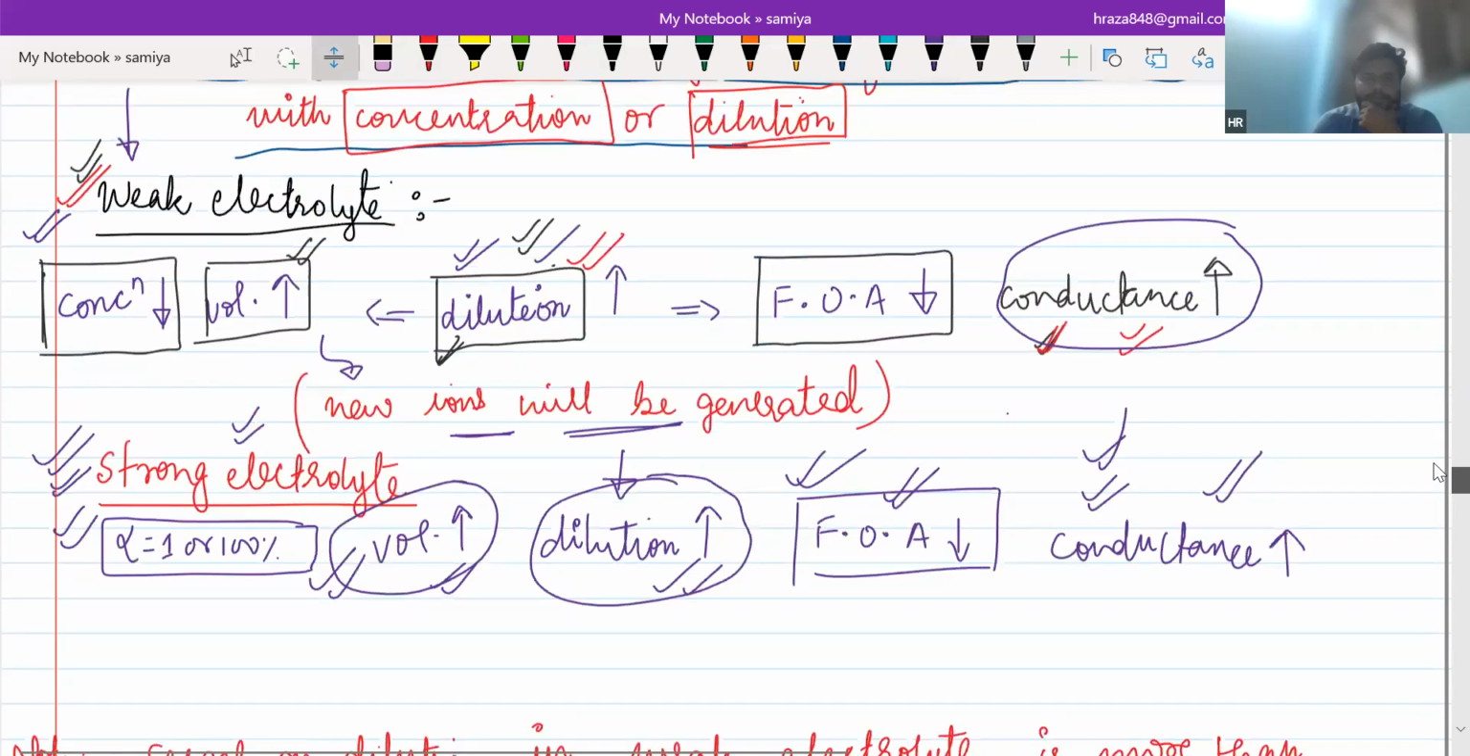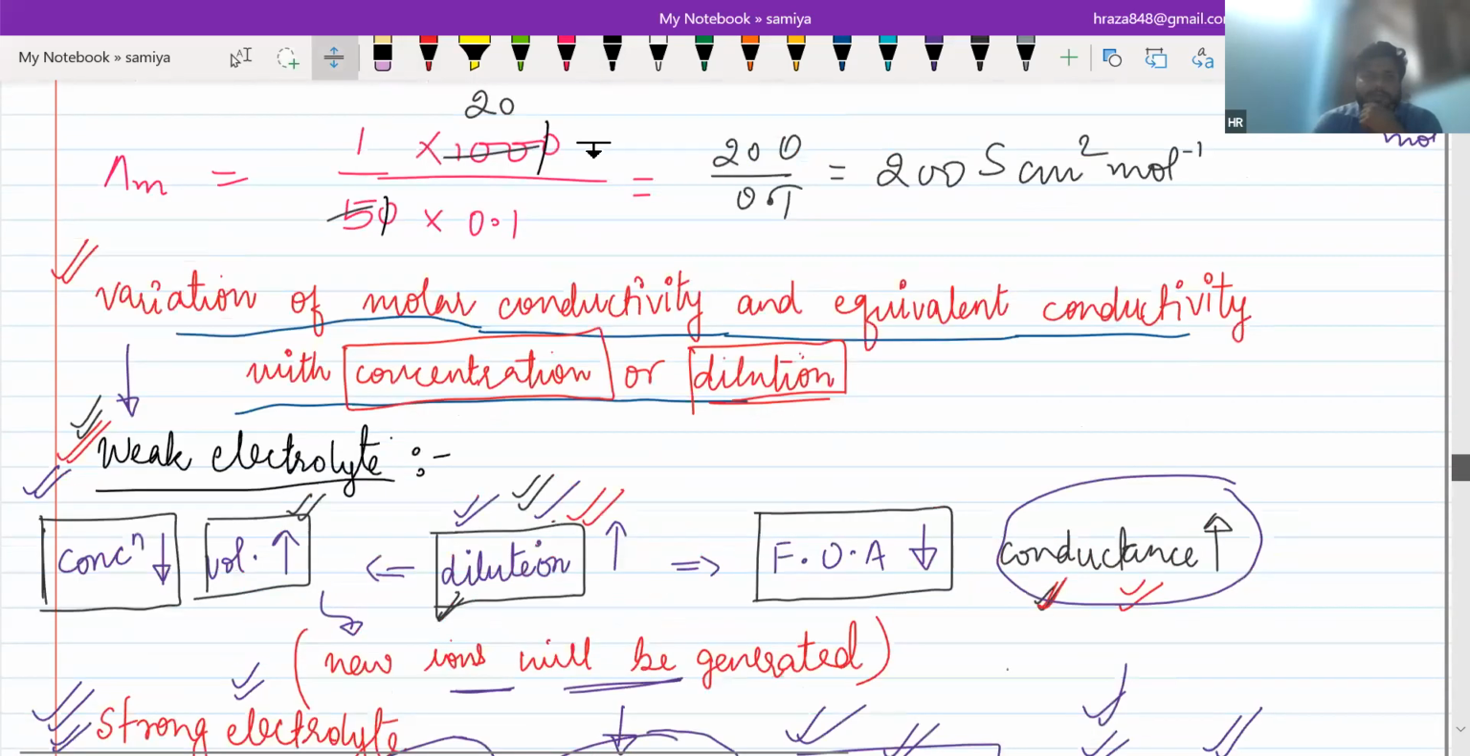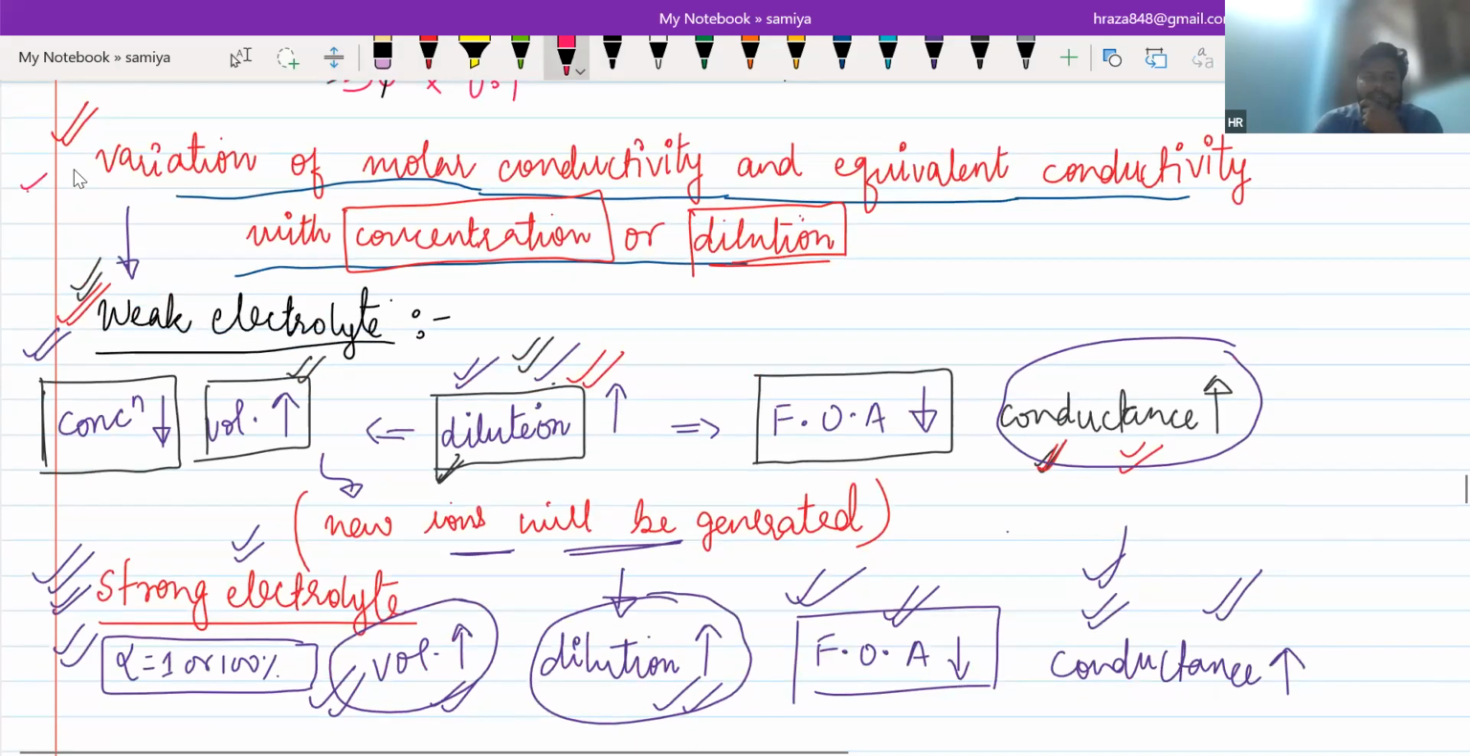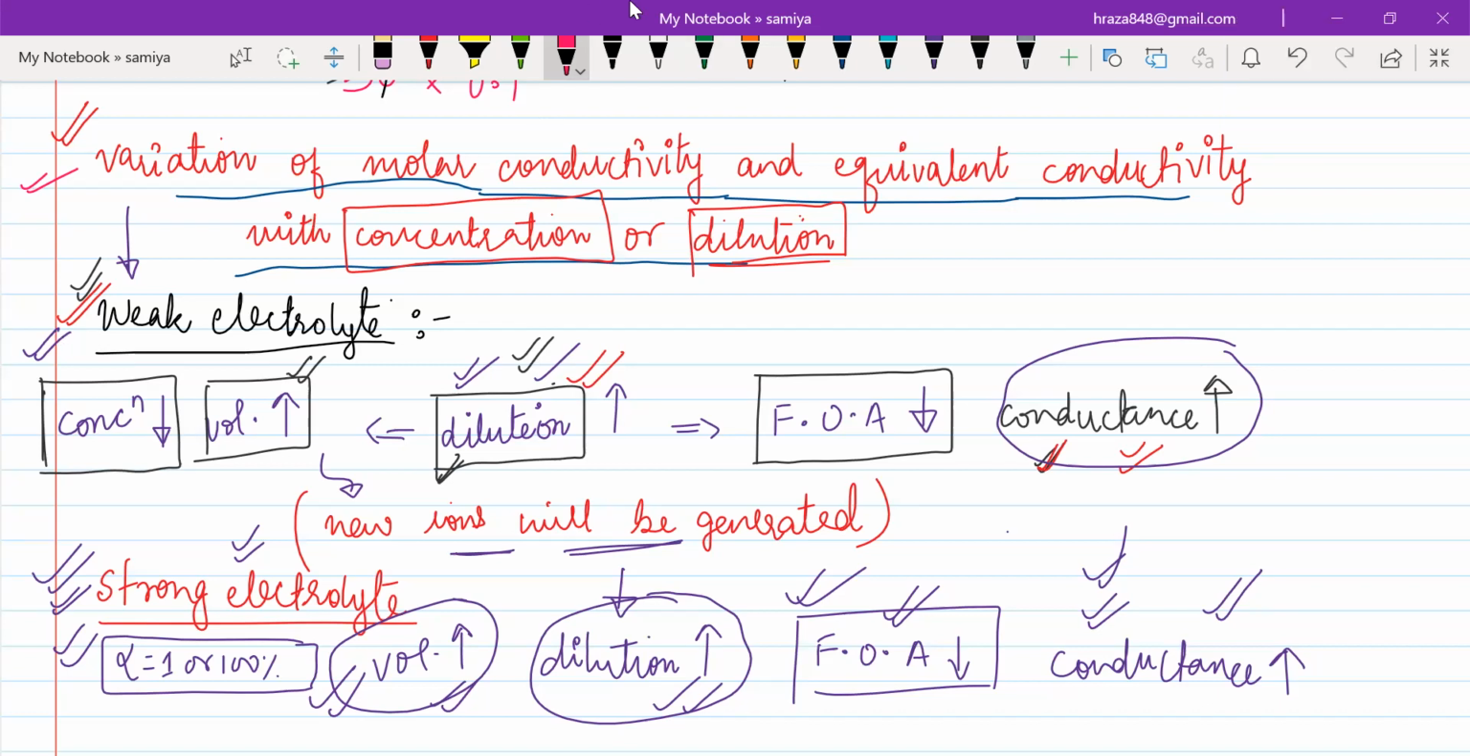So basically, I taught from this topic variation of molar conductivity and equivalent conductivity with concentration or dilution. Basically, with dilution, if you are going to dilute a weak electrolyte or a strong electrolyte, what will be the variation of equivalent conductivity or molar conductivity? So basically, when you are going to dilute, do you know what dilute means? Making something weak. What does this mean?